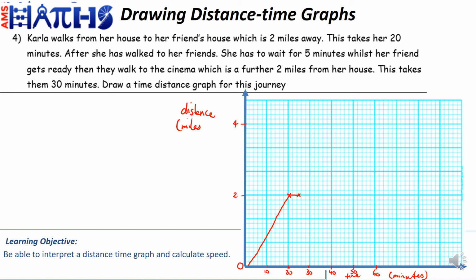And then she walks another 30 minutes to the cinema with her friend. So we're at 25 minutes and we need 30 more minutes. So that takes us to 55 minutes. And then the cinema is another 2 miles further away from our house, so we'll end up at 4 miles altogether for the journey, and we use a ruler to connect those 2 points, and that would be the distance time graph we need for Carla's journey. So well done on trying that.